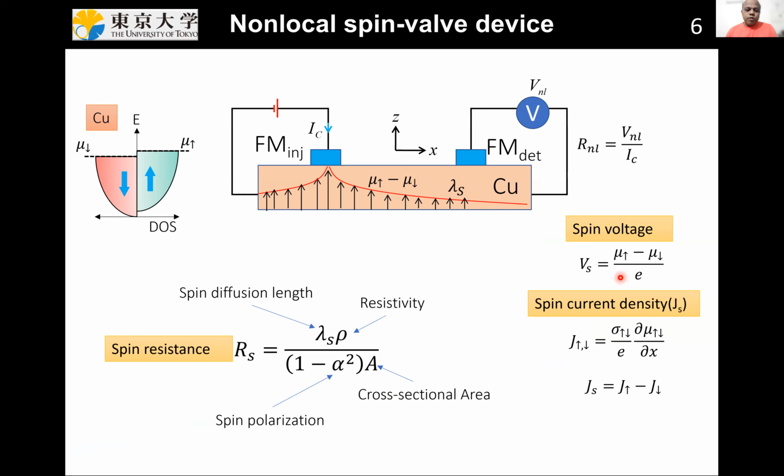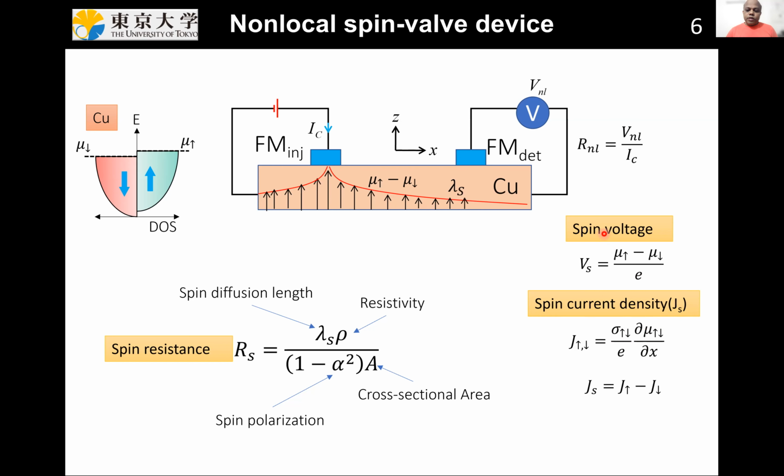Suppose you take one of these non-local spin valve devices and apply a voltage between this ferromagnet and the copper. Then you will inject spin polarized current into the copper, due to which the electrochemical potential of the copper will be split, as shown in this picture, and there will be non-equilibrium spin accumulation just below this injector electrode. This non-equilibrium spin accumulation will diffuse across this copper channel, and this diffusion process will create a current, which we call the spin current, which is the gradient of the electrochemical potential along this x direction.